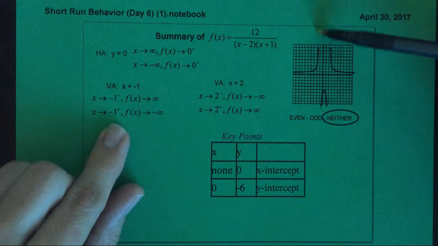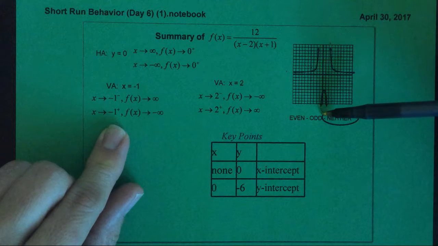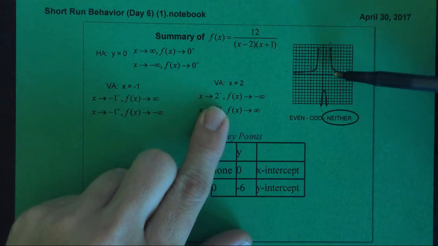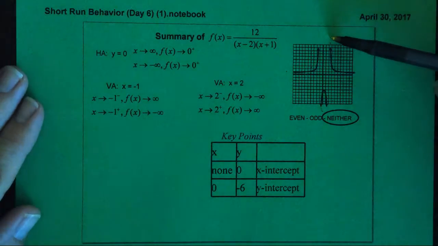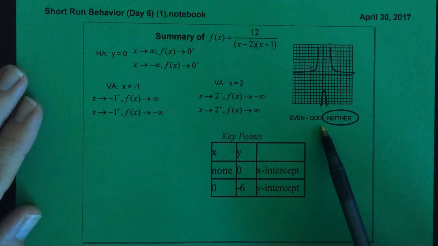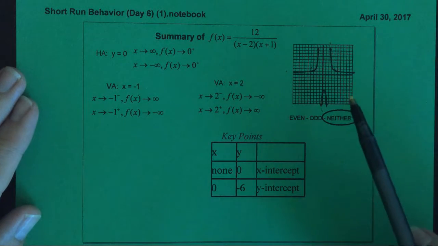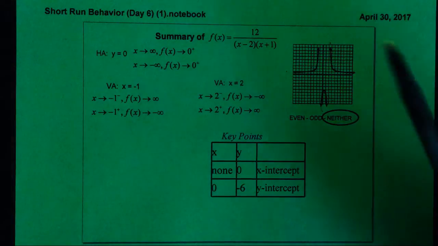As x approached negative 1 from the right, we went down. Now we're going to approach 2. As x approaches 2 on the left, we went down. As x approaches 2 on the right, we went up. This is neither even nor odd. It can't be folded on the y-axis and be equal, and it can't be folded across the origin.